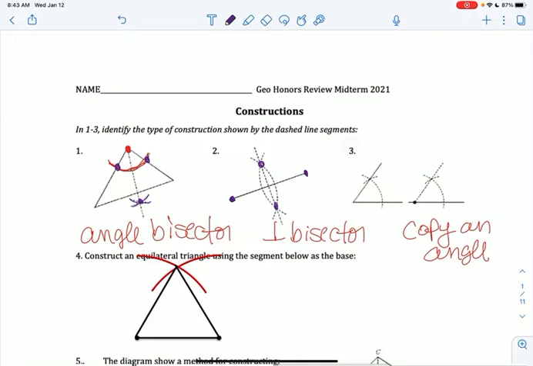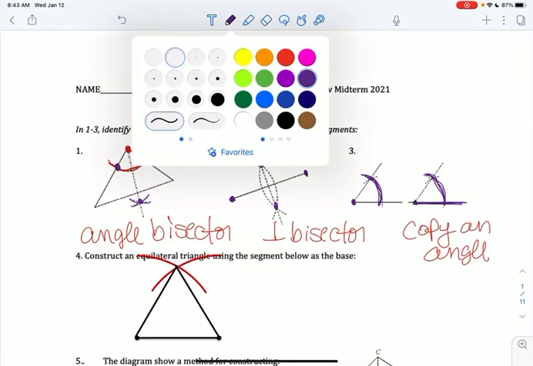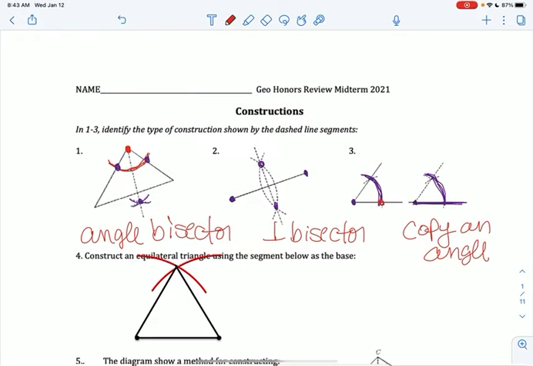And the last one is just copy an angle. So the angle on the left is the original angle, and on the one on the right, I draw that first ray right there. Then I go to the angle on the left that I'm trying to copy, and I draw that arc that I just did in purple. Then I come to the angle where I'm trying to copy it, and I draw the same arc, and then I measure the span. So I put my compass on this red dot, and I open it up till I can see that point of intersection, and then I come here to the angle I'm trying to copy, and I draw that arc.